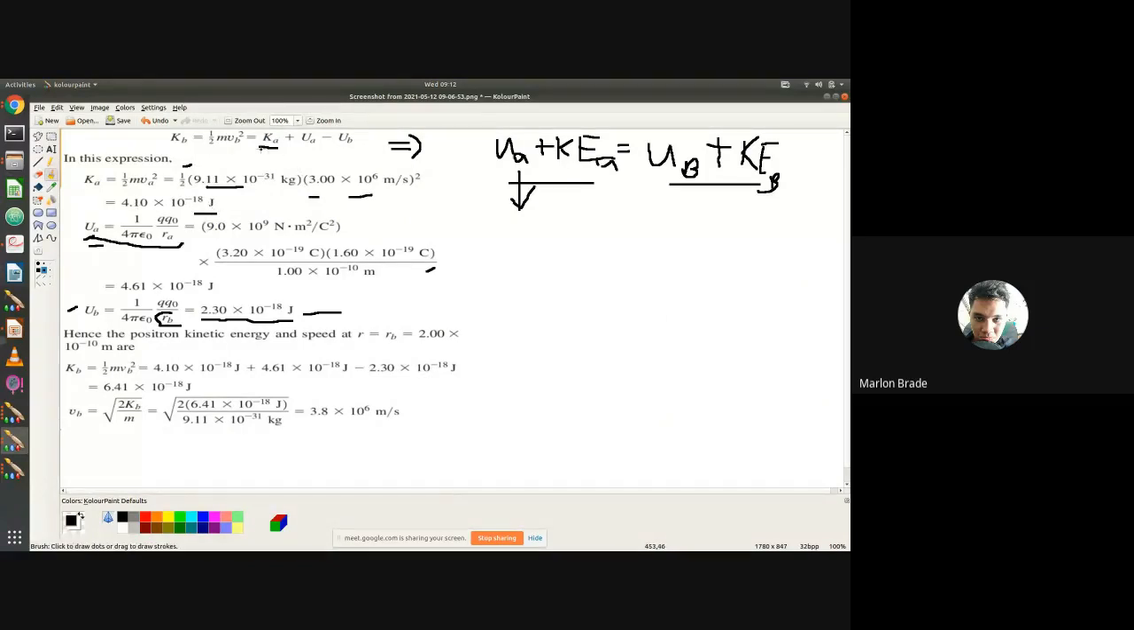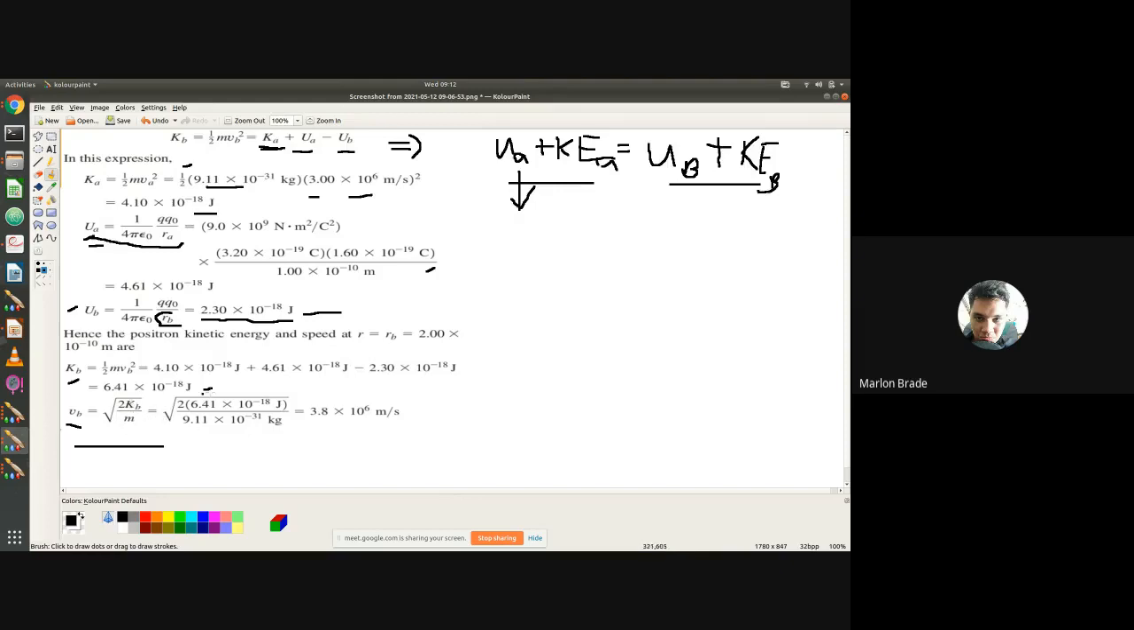So now we have the value of K_A, U_A, and U_B. Therefore, you can solve for K_B. K_B equals K_A plus U_A minus U_B, which gives 6.41 times 10 to the negative 18 joules. Remember that the kinetic energy is 1 half m v squared. Therefore, the velocity can be solved as the square root of 2 times the kinetic energy divided by the mass.